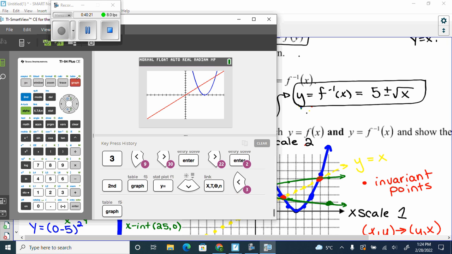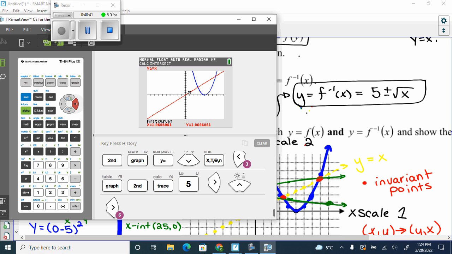Can I find the invariant points without doing the inverse? Yeah. The invariant points are where that graph lines up with the line y equals x. We agree? So I don't even need to find the inverse. I could go second trace 5. Enter, enter, enter. And this one's at, weird, they're the same on the x and the y. Oh, they have to be, because that's how they switch, right? So this one is 3.2087 and 3.2087.